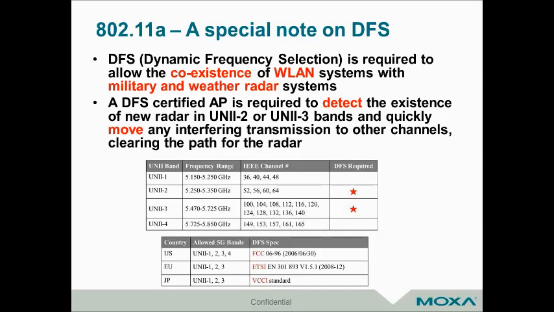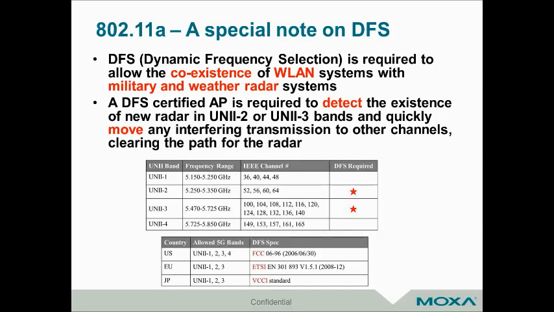So when you want to get into using those upper bands, which a lot of people do because they tend to be clean in terms of airspace, you have to worry about what's called DFS, or dynamic frequency selection. Basically, DFS is a technology that allows you to avoid interference with radar systems. Radar tends to also operate on the same types of frequencies as these UNII-2 and UNII-3 bands. And of course, we don't want to knock out radar because that could cause a very big problem to airplanes or anyone else who's going to rely on radar.